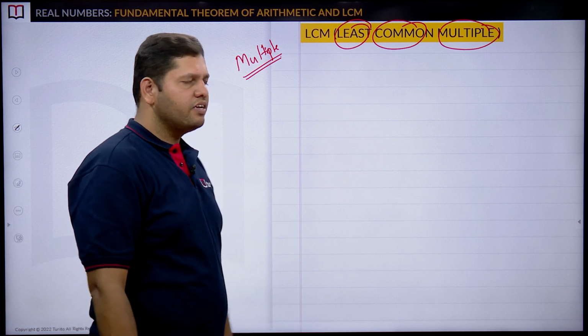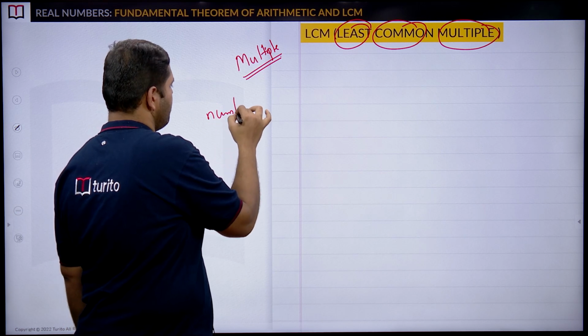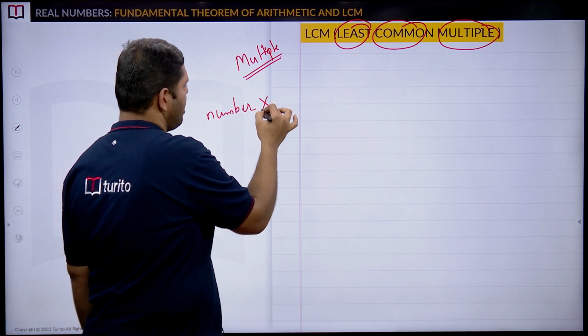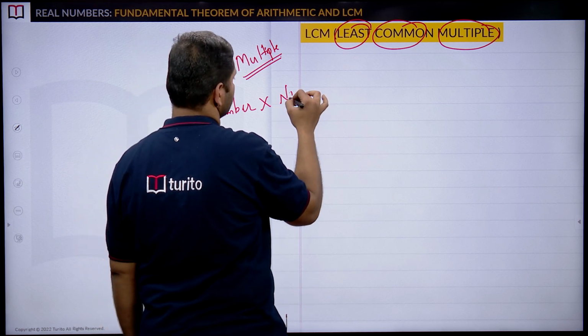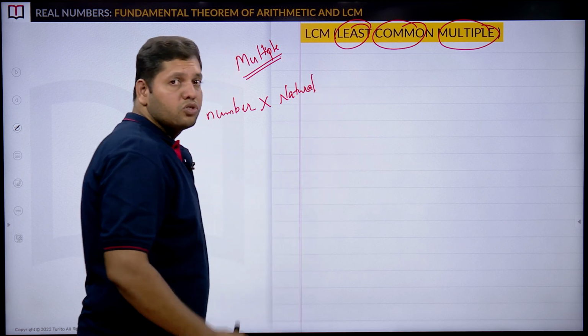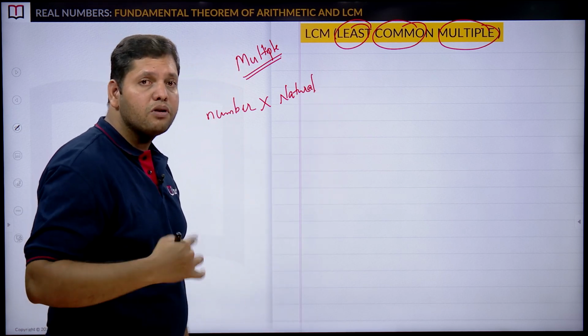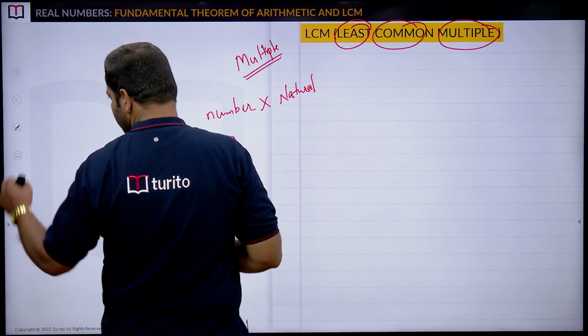So multiple means very simple, children. The product of a number and a natural number. So that gives the what, actually? The multiple of that number. You can take something like 2, or otherwise you can go to a little bigger number.